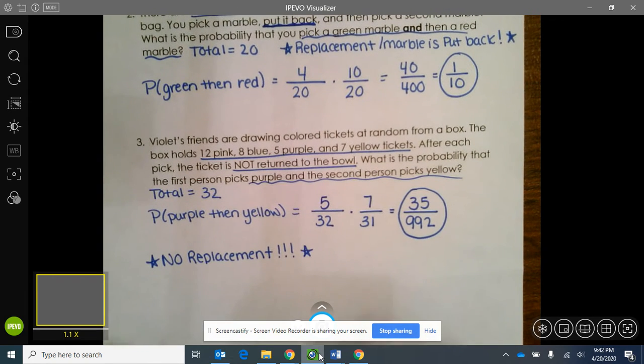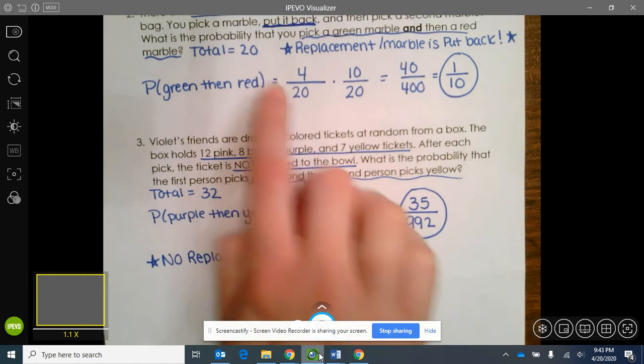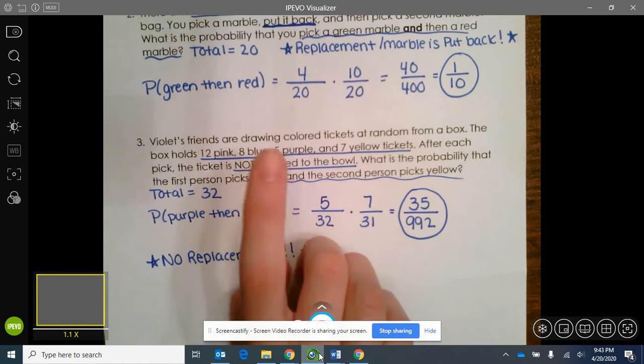All right, and last but not least, let's look at number 3. Violet's friends are drawing colored tickets at random from a box. The box holds 12 pink, 8 blue, 5 purple, and 7 yellow. So if you add all those up, you will get 32 total tickets. After each pick, the ticket is not returned to the bowl.